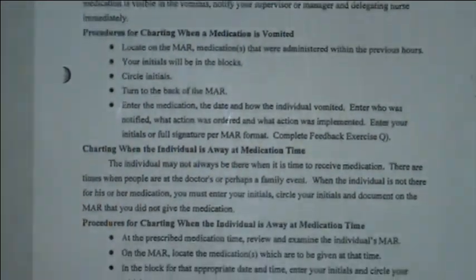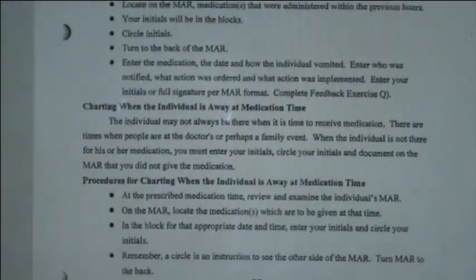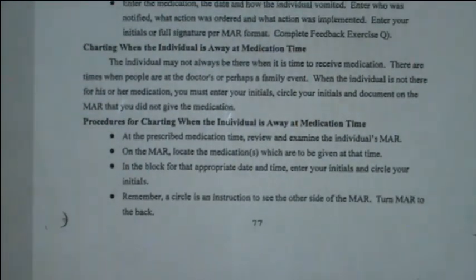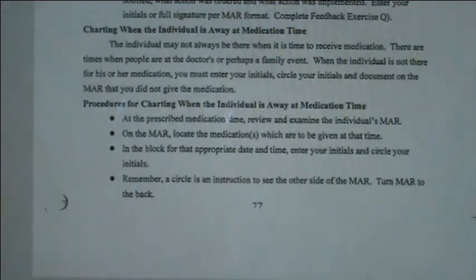Take care of the vomiting first, find out why they're vomiting, and then make sure they're okay before you give them the medication that they were supposed to have. Okay.